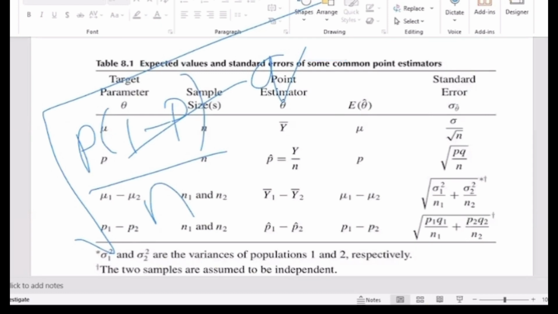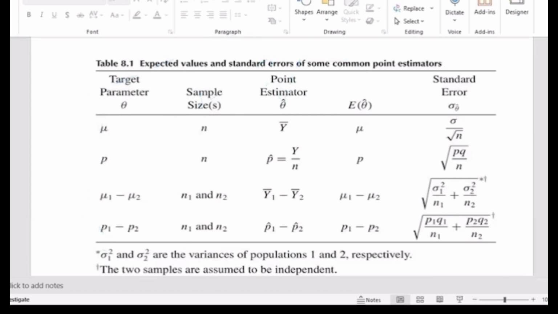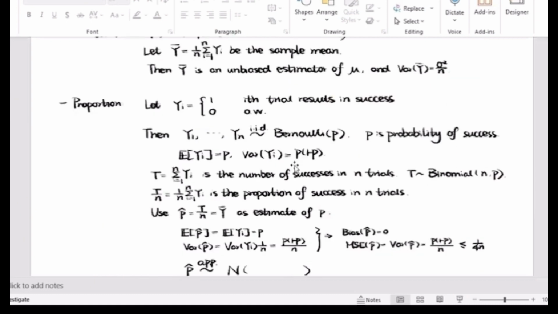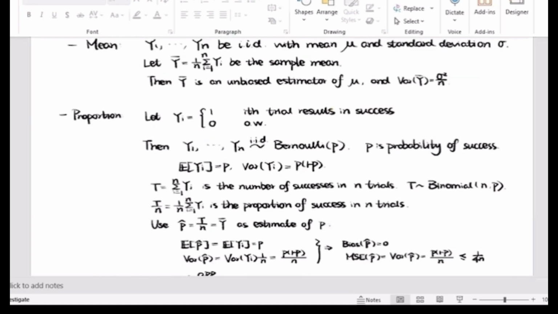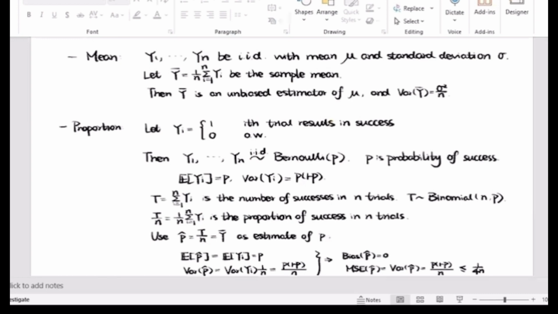Then for the difference of means and the difference of proportions, I want to believe when you did lower level courses in statistics, you've done test of means, t-test of means, and test of proportions. The estimators used are unbiased, and that's why we focus on the variances. Lastly, I'm going to talk about this today.